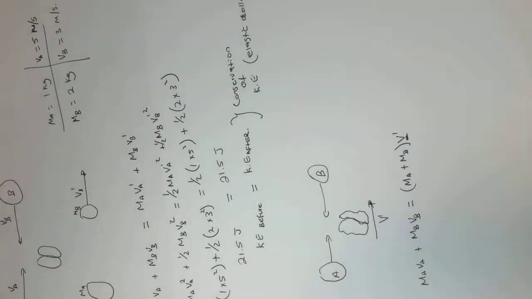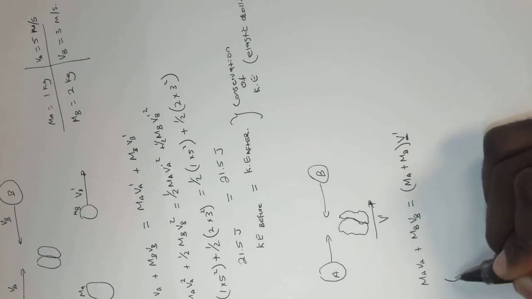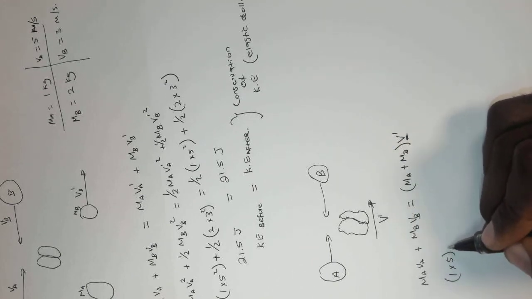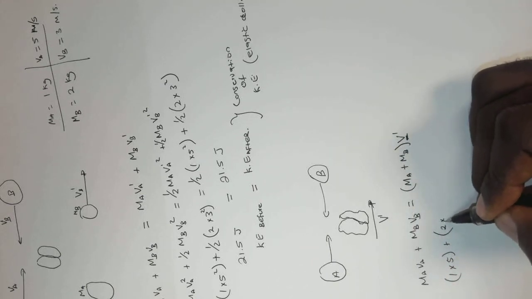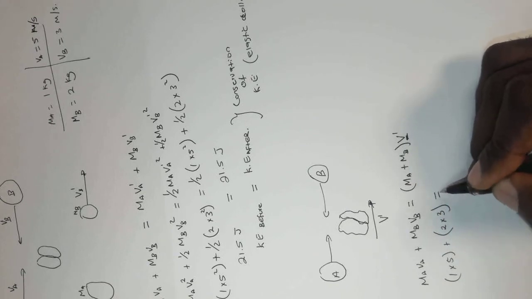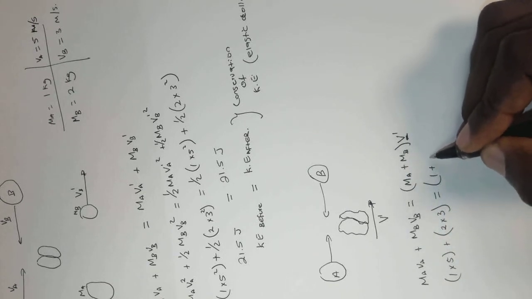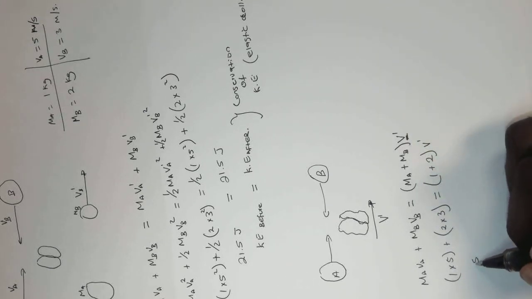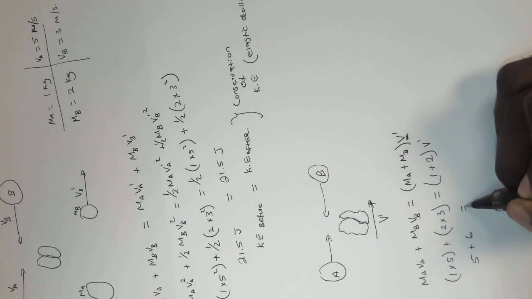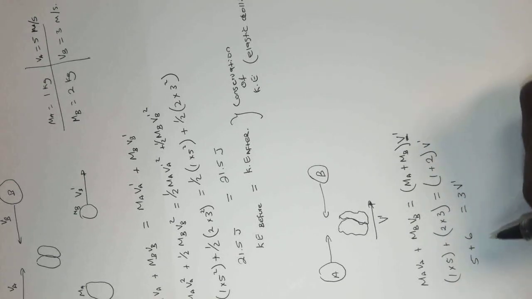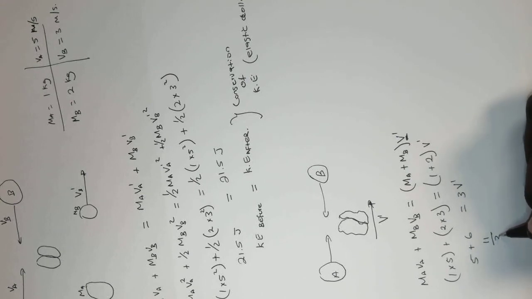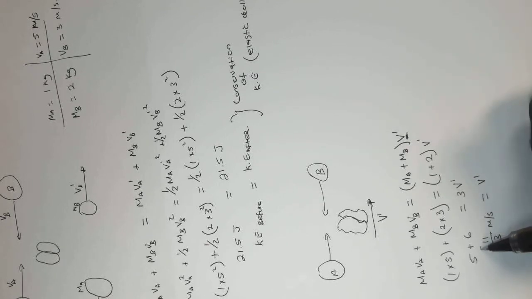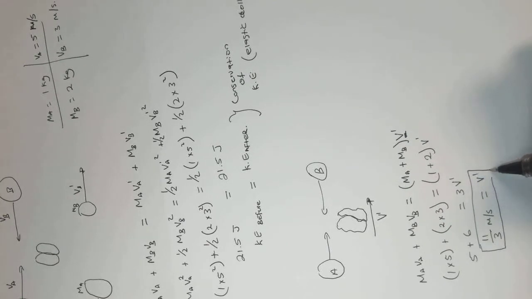So let's just plug in the values. This is 1 multiplied by 5 plus 2 multiplied by 3 equals 1 plus 2 multiplied by V prime, and 1 times 5 is 5, plus 6, equals 3 V prime. So this is 11 over 3 meters per second, which is V prime. So this is the final velocity.